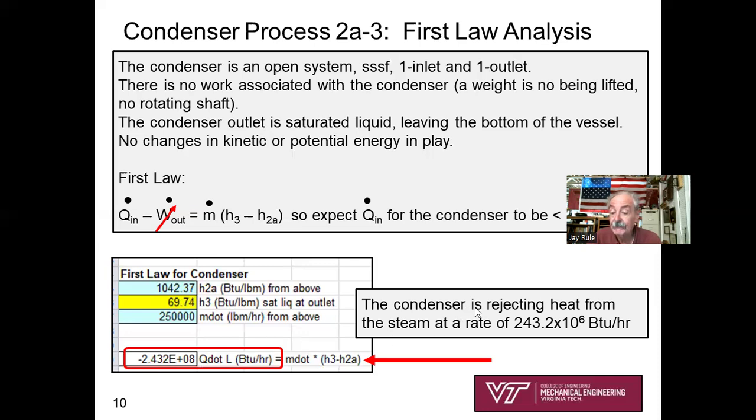And so the condenser is rejecting heat from the steam at a rate of 243 times 10 to the 6th BTUs per hour. So you see, I wrote out my result instead of saying Q dot is negative, blah, blah, blah. Okay, so I've got a good handle now on how much heat is being rejected in the condenser down to TL.